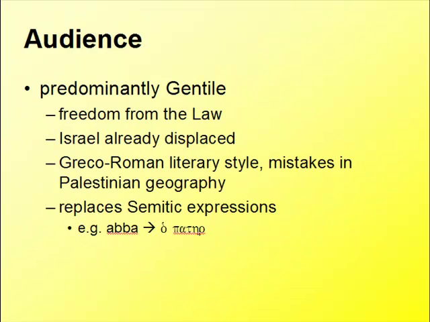His audience appears to be predominantly Gentile. So he seems to, in both Luke 1 and in Acts, volume 2, emphasize freedom from the law. There's a sense in which Israel has already been displaced in the Acts by this new Christian community, the Way or the Church. He uses a Greco-Roman literary style. Now, this is not necessarily definitive. There certainly would have been many Jews of the time who would be familiar with the style of Greco-Roman literary style, but nevertheless it adds with these other factors to suggest that the audience here is Gentile.